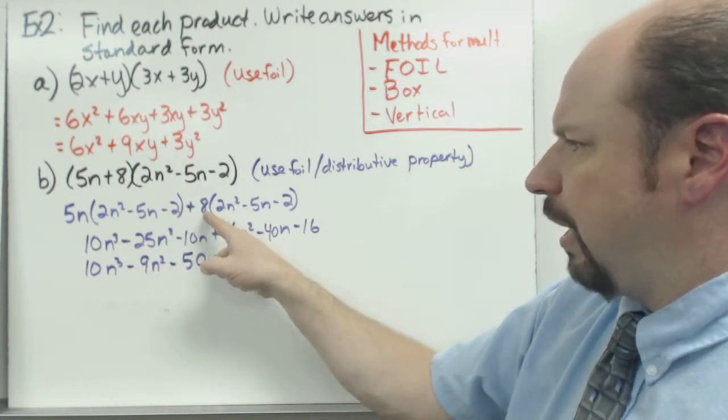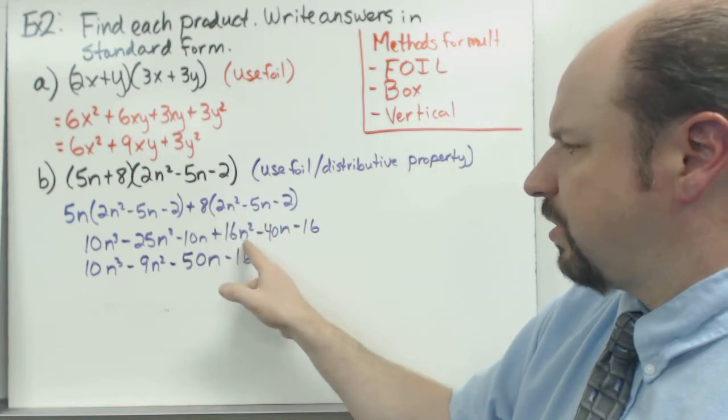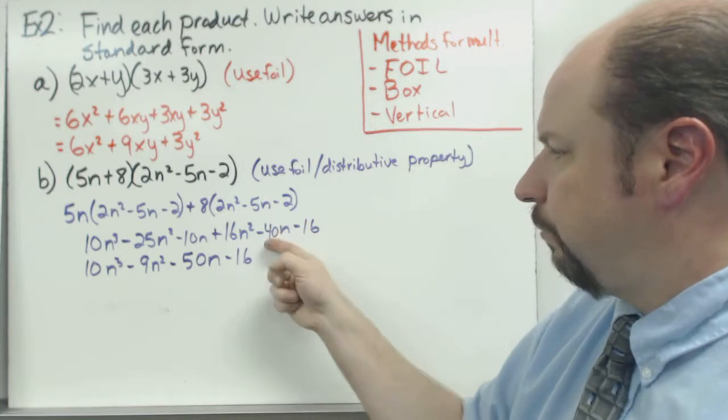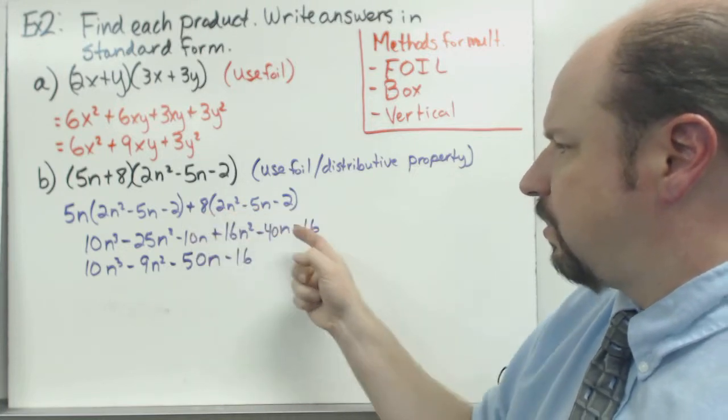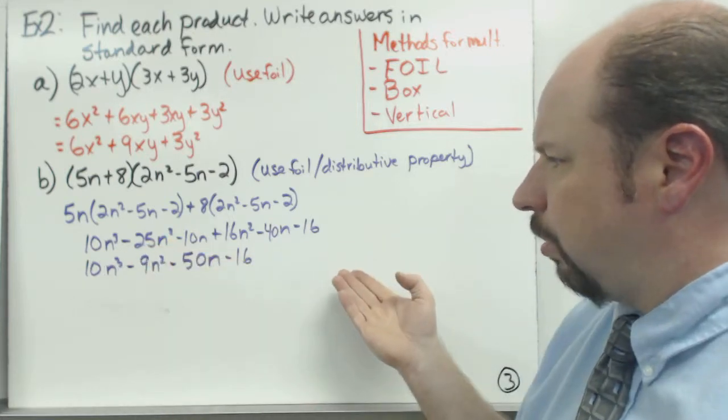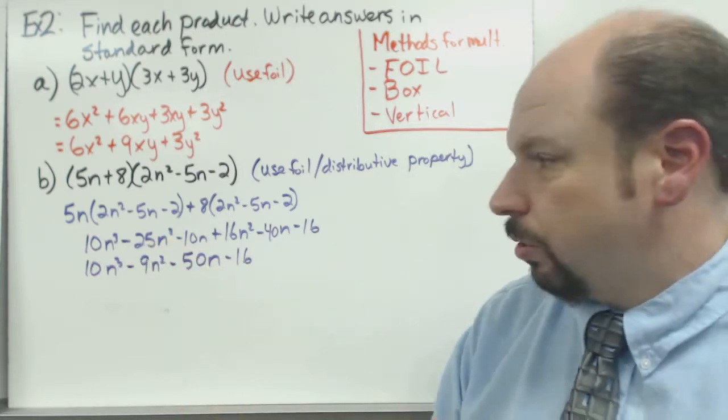And then we can go to this one. 8 times 2n squared is plus 16n squared. 8 times negative 5n is minus 40n, and 8 times negative 2 is minus 16. Okay, so we have all of our terms here. Now we can just combine like terms.